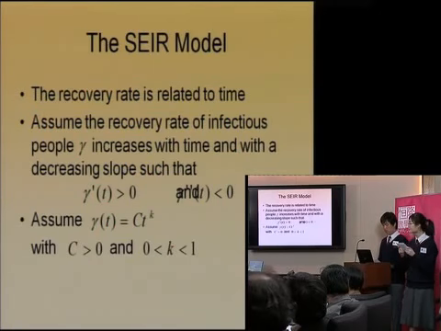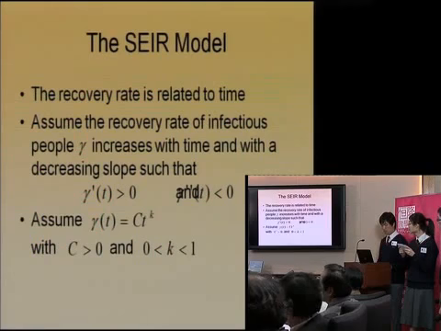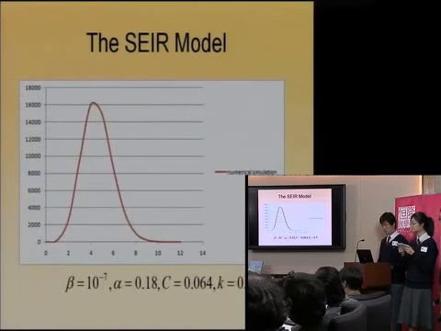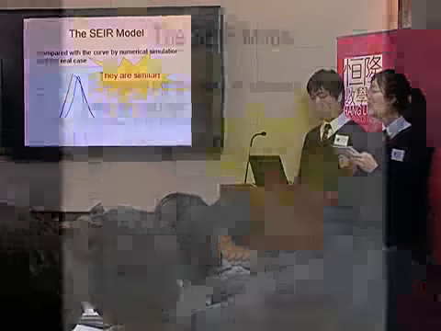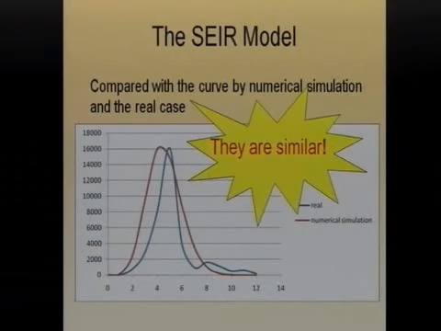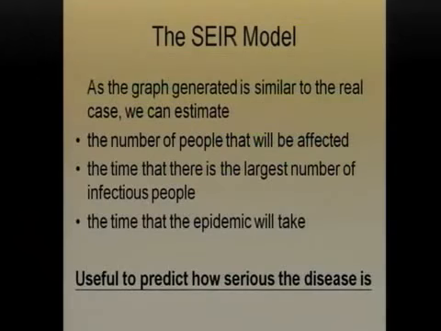We generate a graph with numerical simulation again. Compare the curve by numerical simulation with the real case. They are similar. So our assumption can fit the real case. Since we can generate a similar graph as the real case, we can estimate the number of people that will be affected, the time that there is the largest number of infectious people, and the time that the epidemic will take. And these are useful to predict how serious the disease is.